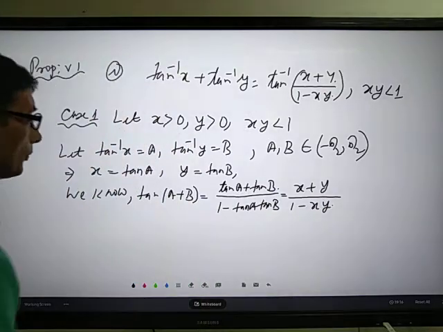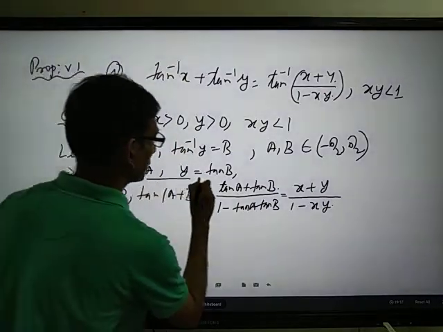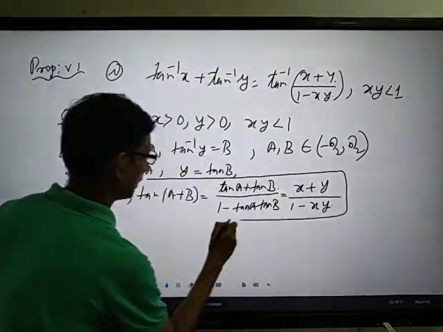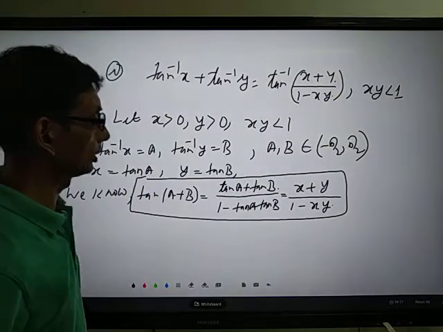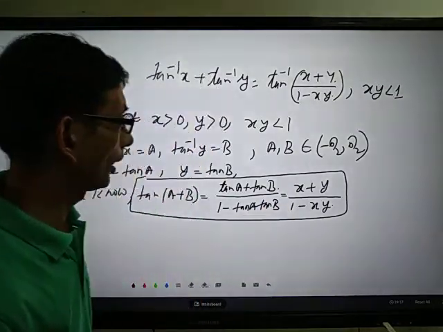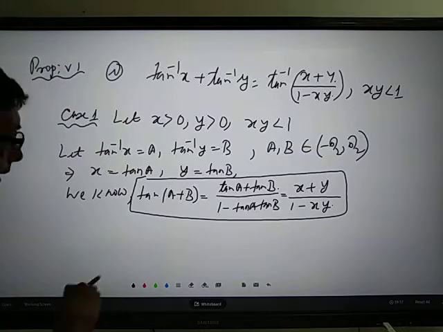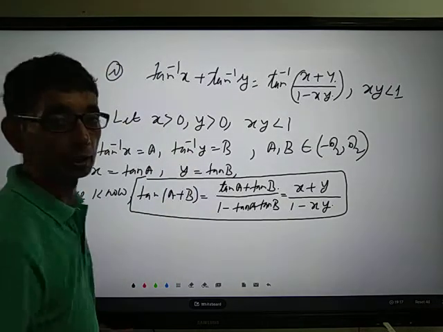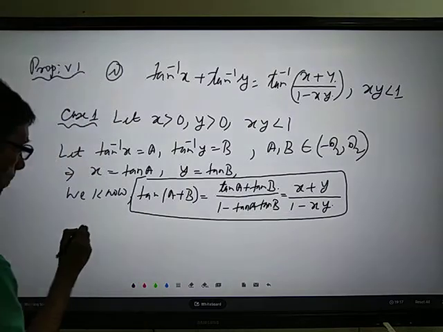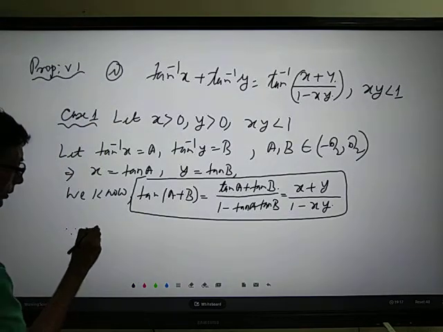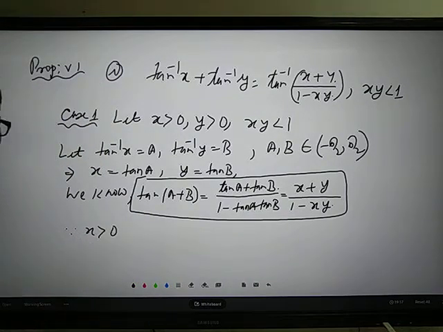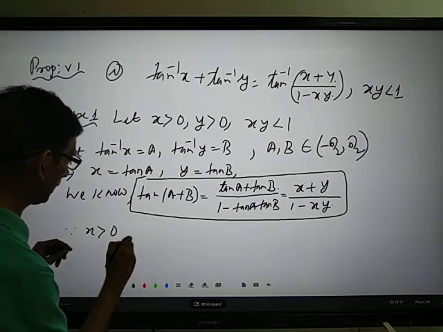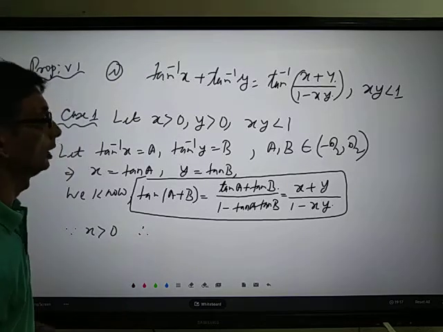Now this is a very important relation: tan of A plus B is equal to x plus y divided by 1 minus xy. Now what is the value of x? x is greater than 0.